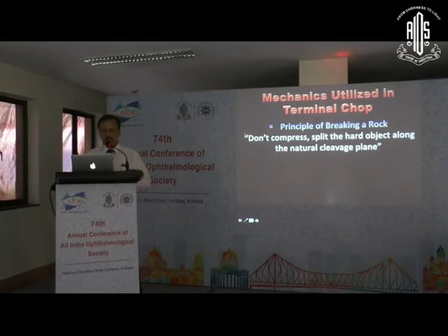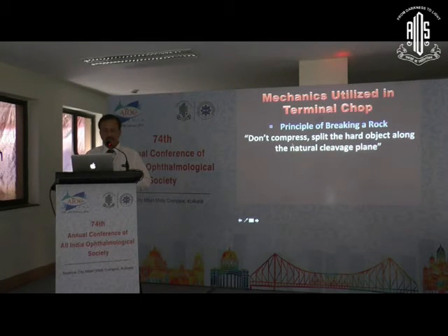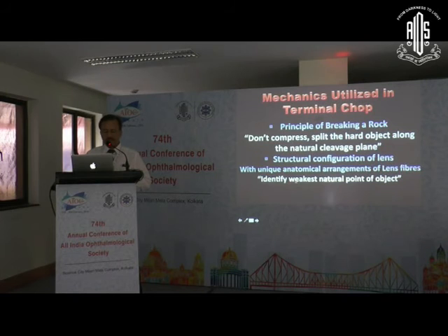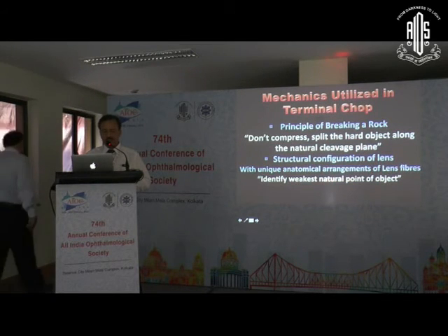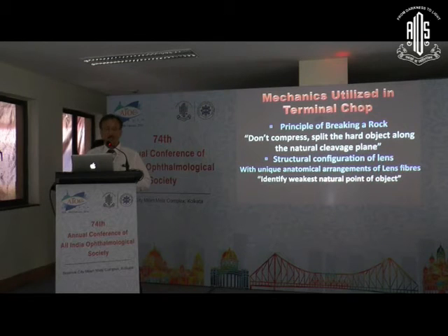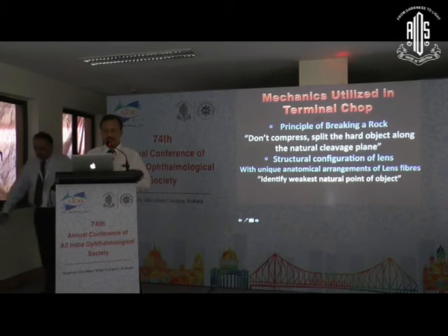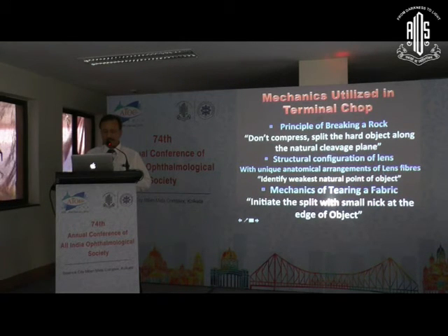So basically, in the mechanics of the terminal chop, we utilize the principle of breaking a rock, that is, don't compress, split the hard object along the natural cleavage plane. The second principle is the structural configuration of the lens, with the unique anatomical arrangement of the lens fibers utilized in this concept of terminal chop. That is, identify the weakest natural point of the object. And third is the mechanics of the tearing of fabric. That is the mechanics we are using in terminal chop: initiate the split with a small nick at the edge of the object, and then you can get the complete segmentation.